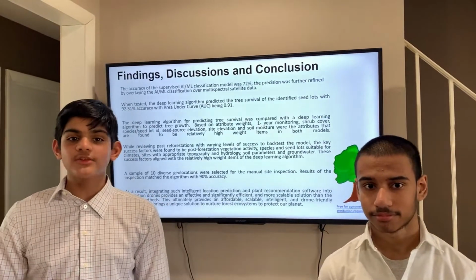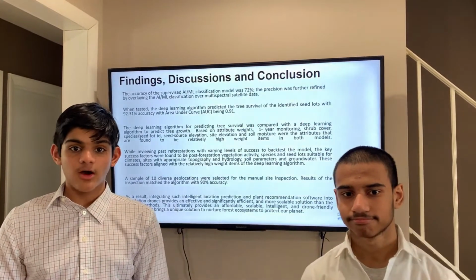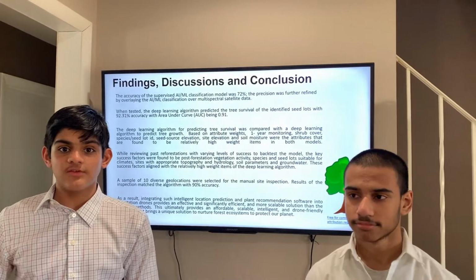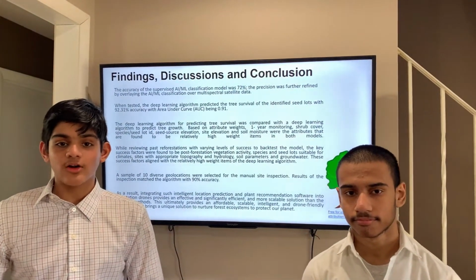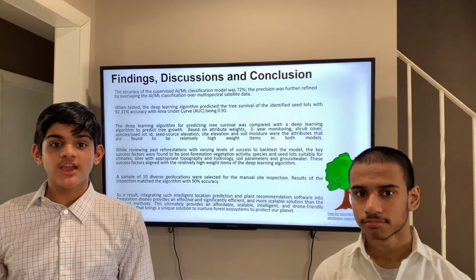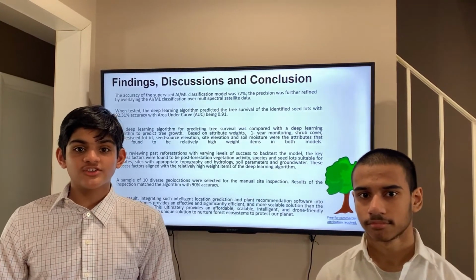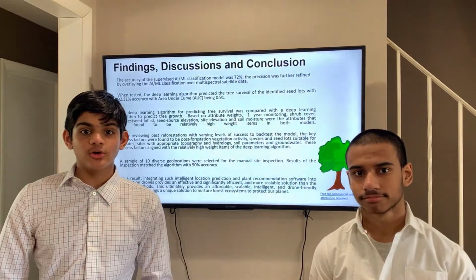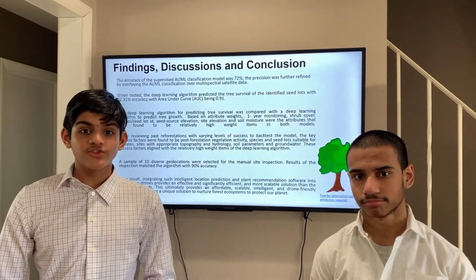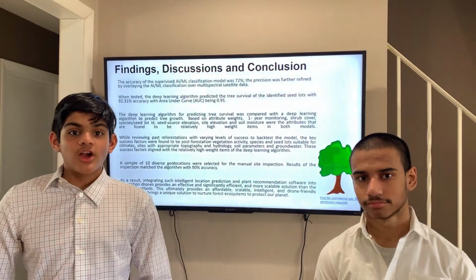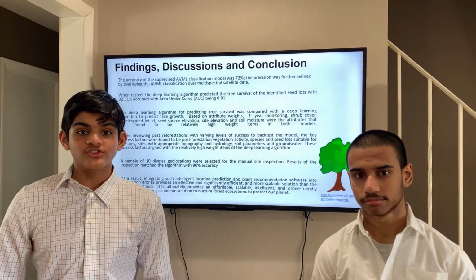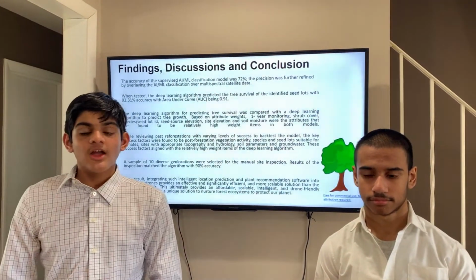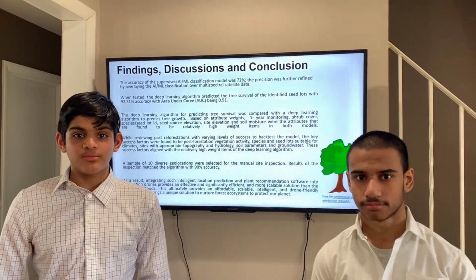So we reviewed past reforestation efforts with varying levels of success to backtest the model. We found out that the key success factors were very similar between those reforestation efforts and the ones that our deep learning model identified. We also went to 10 diverse locations near our towns, and we observed those locations to further validate our algorithm. We found that those areas that our model had detected as plantable were actually areas that were suitable for growing trees. We can also use this model in combination with GPS-enabled drones to go out and plant trees. This will provide an affordable, scalable, intelligent, and drone-friendly algorithm that provides a new and unique approach to planting trees and protecting the planet.